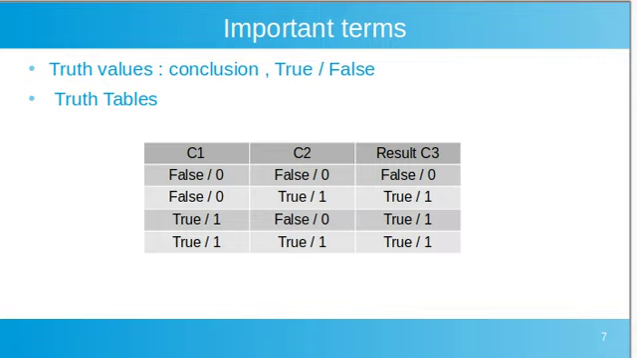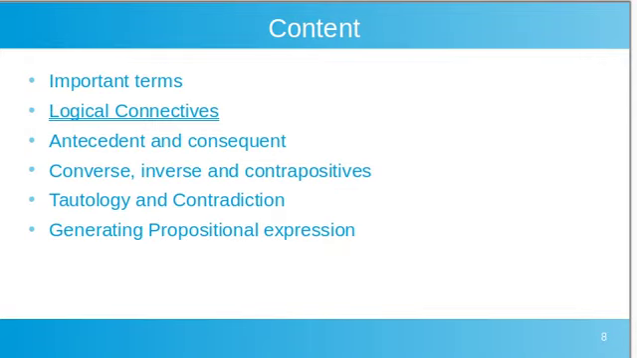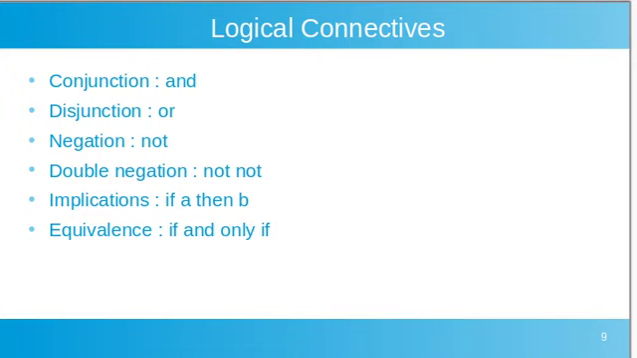So what are logical connectives? There are some logical connectives. These are conjunction, disjunction, negation, double negation, implication and equivalence. Conjunction is represented as AND, disjunction as OR, negation as NOT, double negation, that is NOT of NOT. Implication is represented as if A then B; if it is raining then it is cloudy is an implication. And equivalence is if and only if.